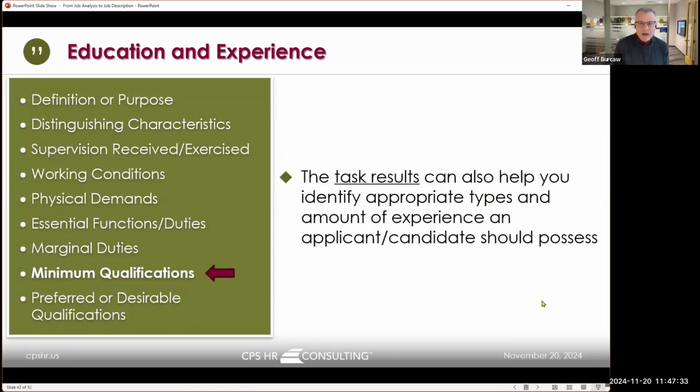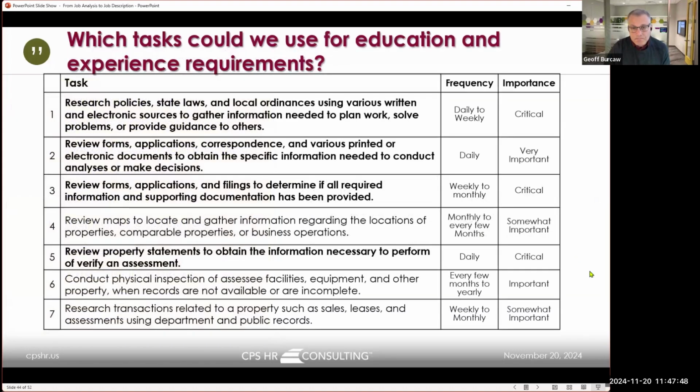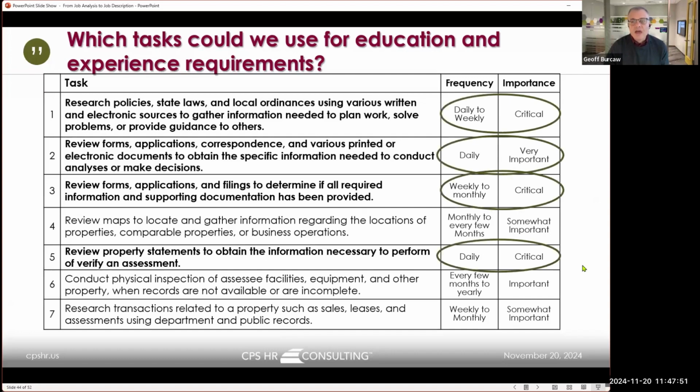Well, let's talk about also using the task results as a way of identifying important experience, because sometimes we get really focused on our KSAs, but we're not thinking so much about our task results. We can go back to our task results and remember those things that were critical and that went into our essential functions. We can think about some of these as experience requirements. We could ask people, do you have experience, or describe your experience, researching and applying policies, state laws, and ordinances in order to make decisions, or something like that.